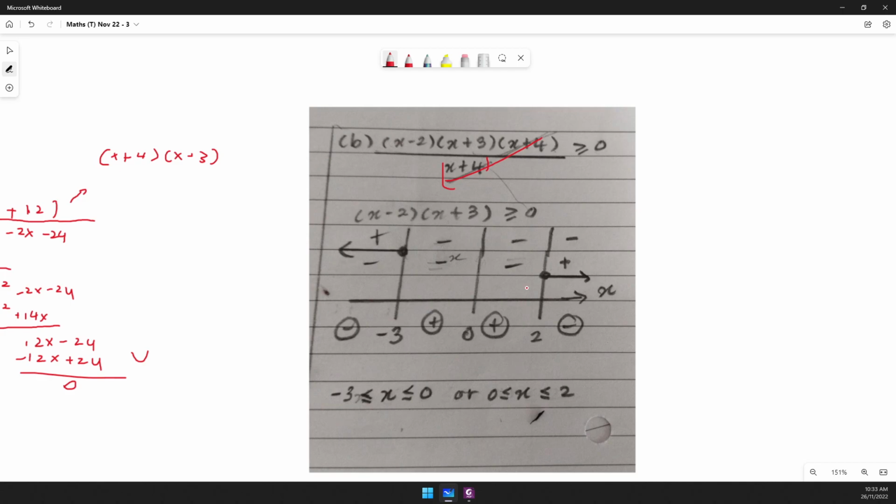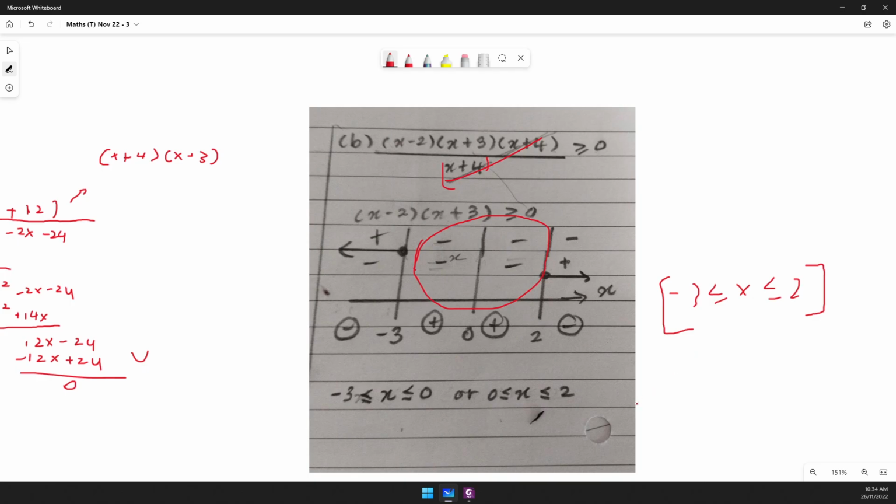Oh wait, they only want for more than 0, right? So if it's more than 0, only here. Between negative 3 and 2. Only here. So normally, if greater than 0, we'll have to write this or this. Greater than 2. If lesser, it will be only one.